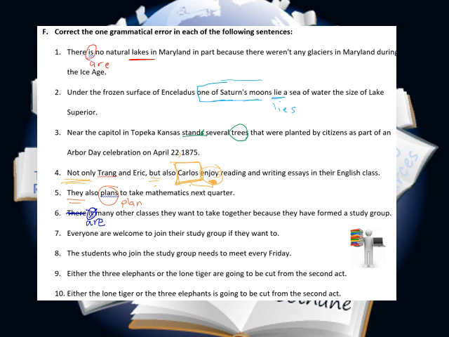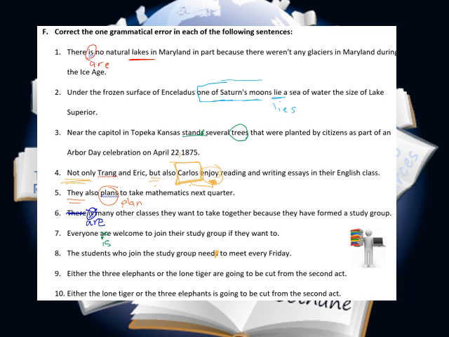Everyone is welcome to join the study group if they want to. Very good. Next one. Yes? The students who join the study group needs to meet every Friday. It's need. Need, because we are talking about the students, not the group. Okay, the next one.